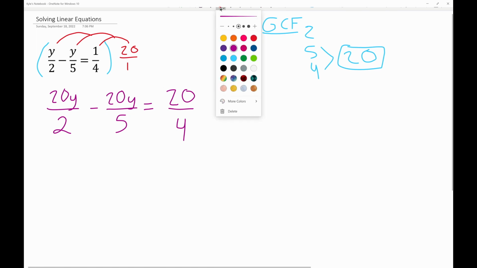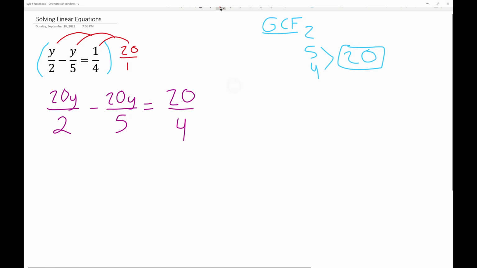So the next thing we're going to do is simplify. So this is step 1, GCF. We found the greatest common factor. We multiplied everything by 20. Now we're going to simplify this.